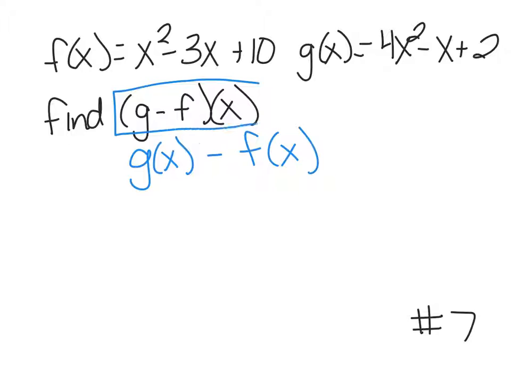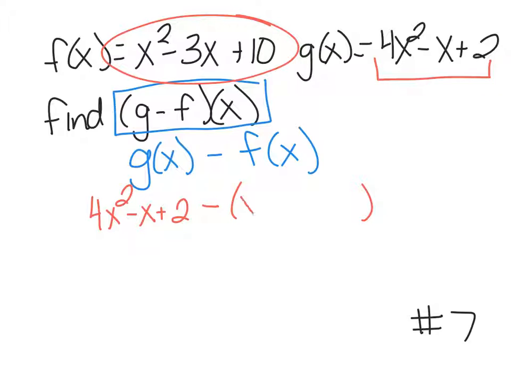This piece looks confusing. So let's just go ahead and do this. G of x is right here, so I'm going to take 4x squared minus x plus 2. Then I'm going to subtract f of x. Well, this is f of x: x squared minus 3x plus 10. And it's important to use parentheses. I probably should have put them here as well. Well, there's nothing to distribute here, so I can just take the parentheses out.